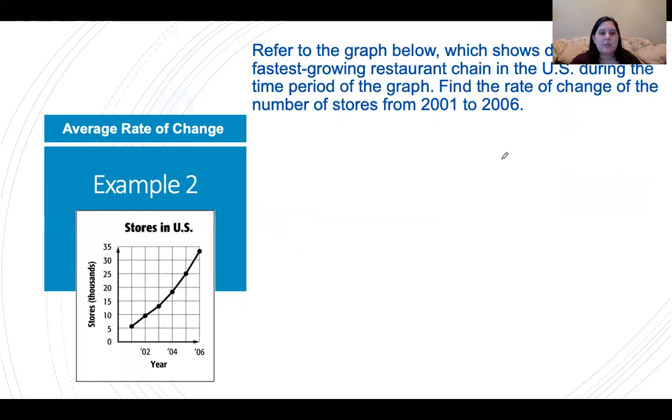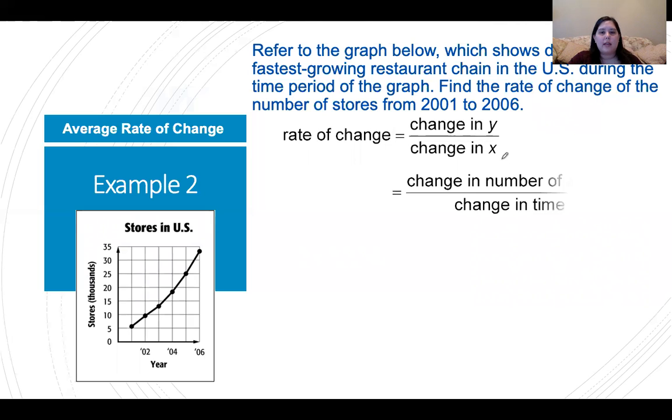All right, our next example, number 2, is the average rate of change. We're going to refer to the graph below, which shows the data on the fastest growing restaurant chain in the US during the time period of the graph. We want to find the rate of change of the number of stores from 2001 to 2006. We can see we're going by the thousands and counting by the years. So the rate of change is the change in y over the change in x, the change in number of stores over the change in time.